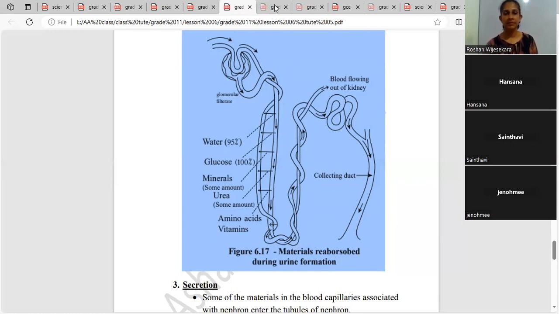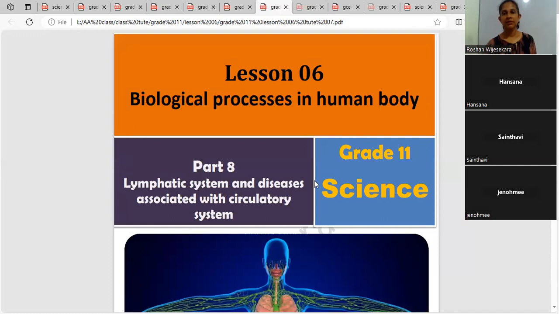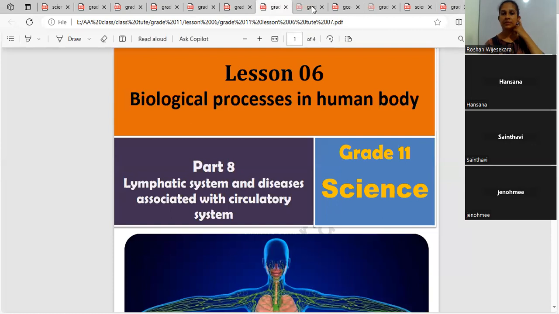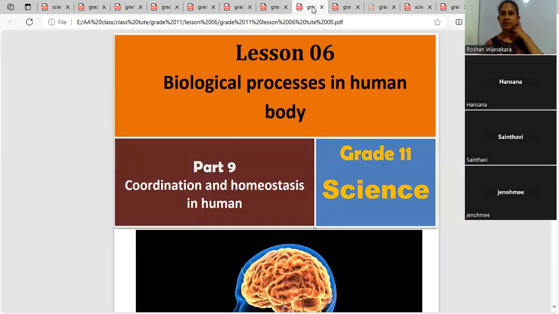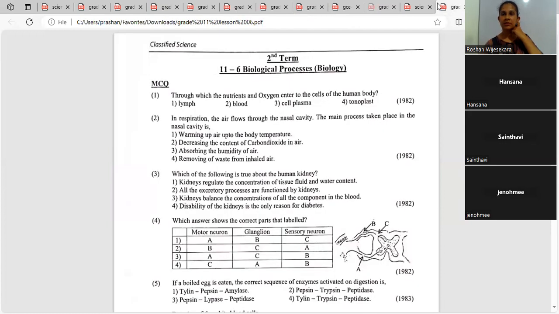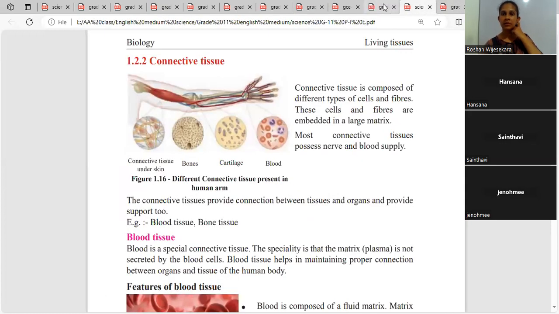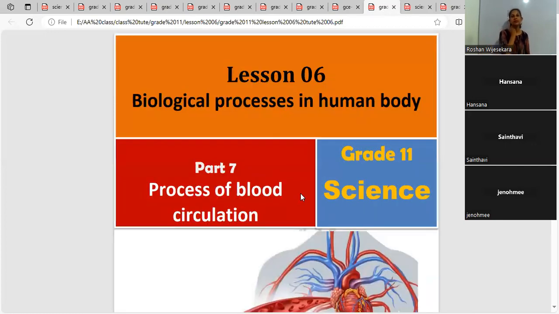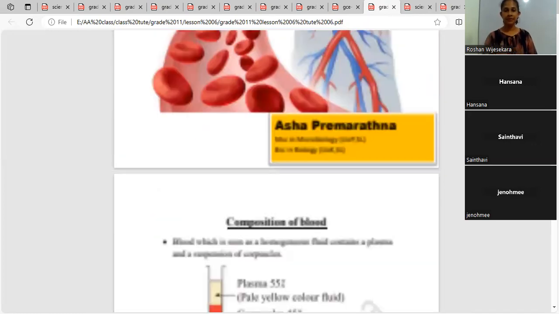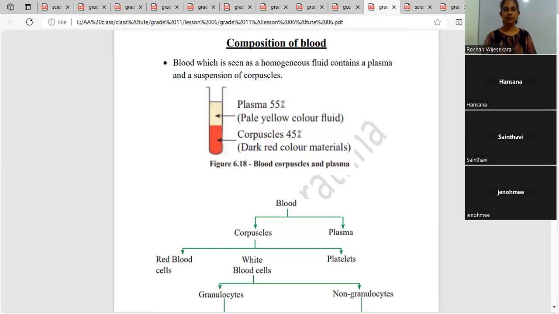Then, yes, before moving to the lymphatic system, we discuss the circulatory system, the process of blood circulation. Food digestion, then respiration, the respiratory system, then the excretory system, then the fourth system we discuss is blood circulation, the circulatory system. Composition of blood.